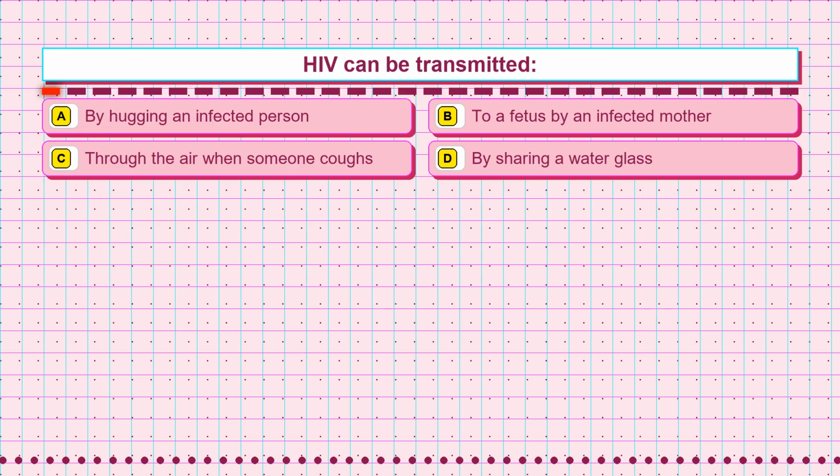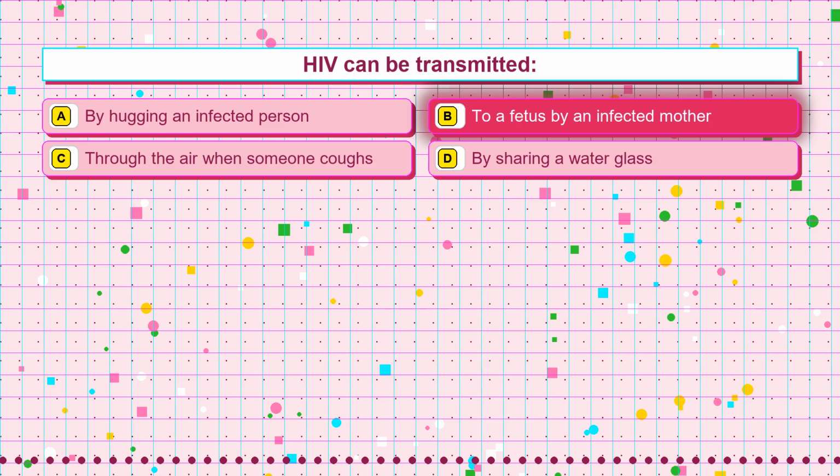Question 77. HIV can be transmitted: Option A, by hugging an infected person. Option B, to a fetus by an infected mother. Option C, through the air when someone coughs. Option D, by sharing a water glass.